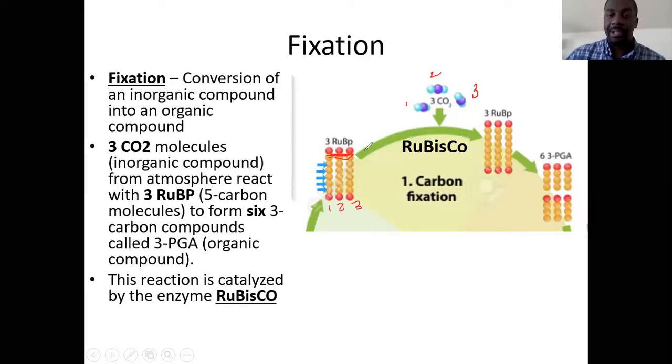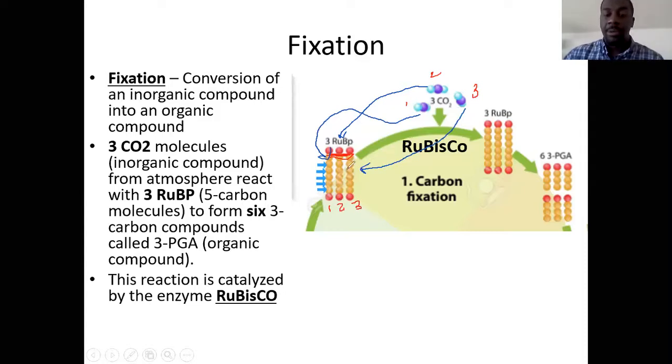What's going to be happening during this process, let me change color here, is each of these carbon dioxides is going to interact with each of the ribulose bisphosphates. We'll take this one, and it's going to interact with this RuBP. We'll take the second one and have it interact with the second RuBP. We'll take this third one, and it'll interact with this third RuBP.